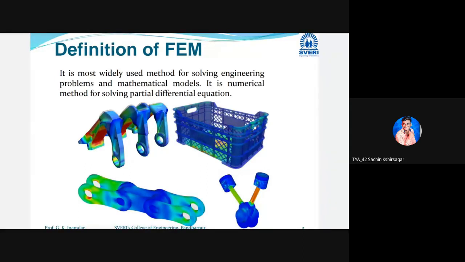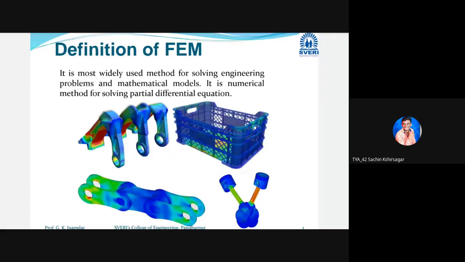And that partial differential equation, what is the procedure? One problem is also available for our syllabus. After solving that problem, that will be clear. Now this is all about FEM, this is the definition of FEM. Let's say the definition again: it is the most widely used method for solving engineering problems and mathematical models. Whatever the different mathematical models are, they can be analyzed by using FEM software. It is a numerical method for solving partial differential equations.